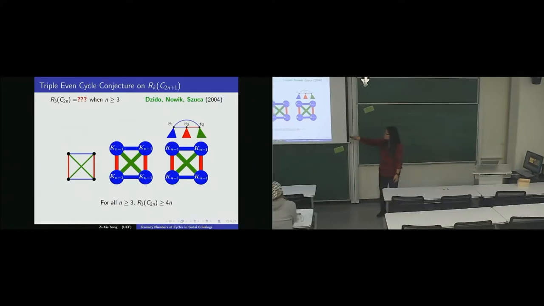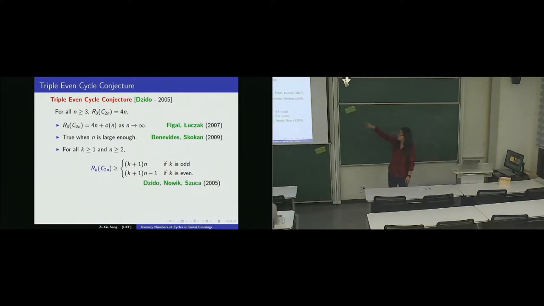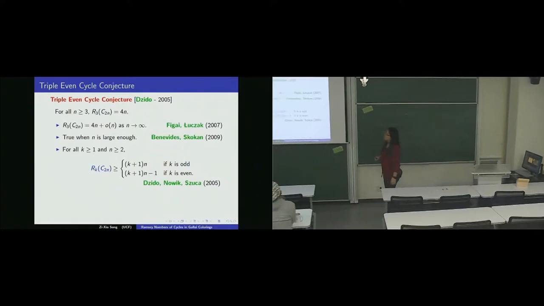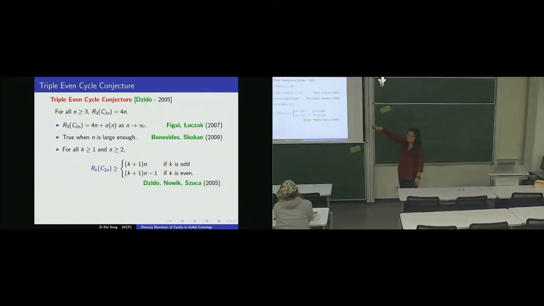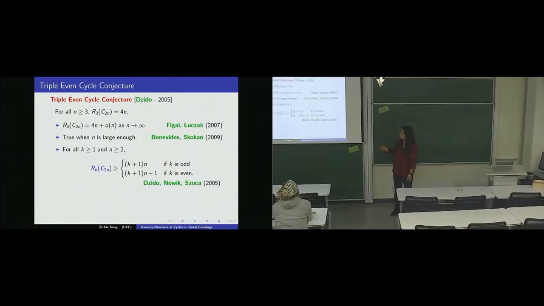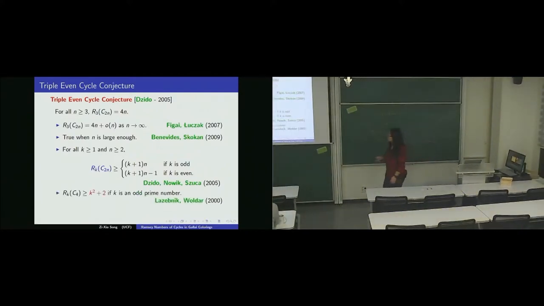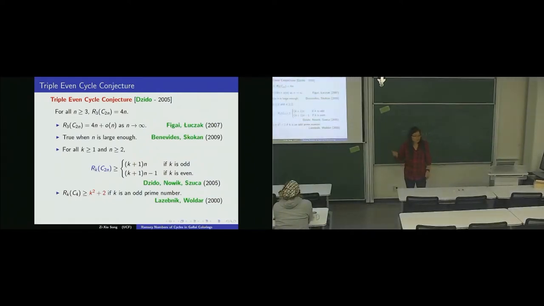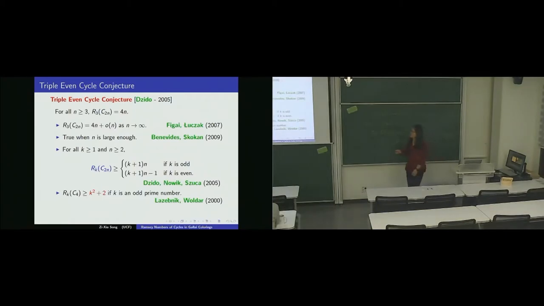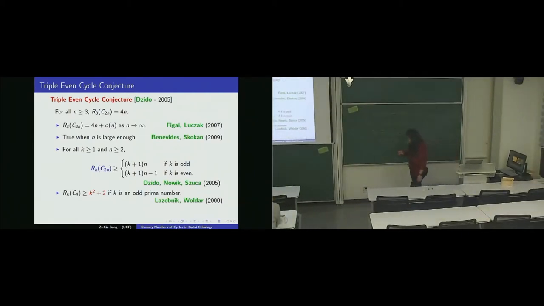So they conjectured that 4n is the right answer. This is now proved to be true when n is sufficiently large. They do provide a lower bound, a construction for even cycles C_2n. Now from this construction, when I prepared this talk, I was curious whether this number is always linear in k. The answer actually is no. They proved that even for C4, it's k squared plus 2. So for even cycles, when k is large, the behavior is still open.